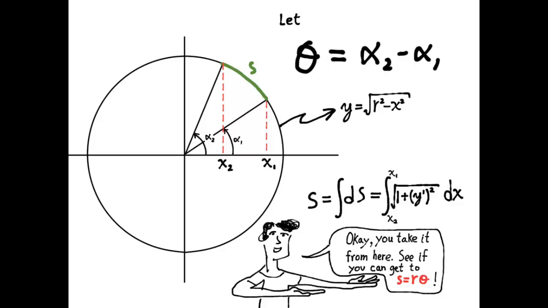I will give you one hint. You might have to pay attention to this angle up here, which is the complement of alpha 2, and this angle over here, which is the complement of alpha 1. Those angles will become important when you think about the result of the integration and the triangle definitions of the trig functions.